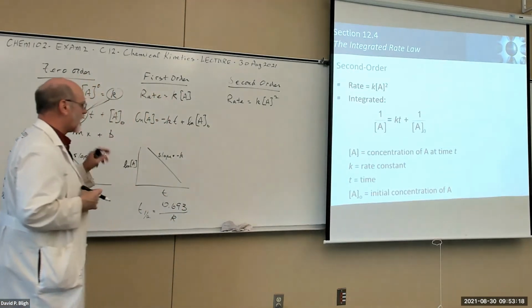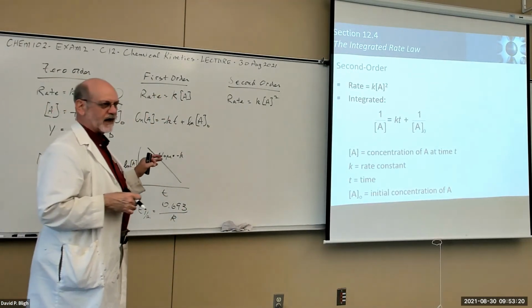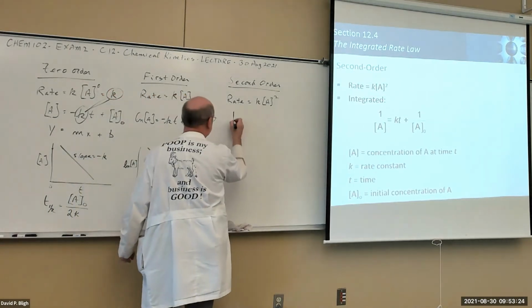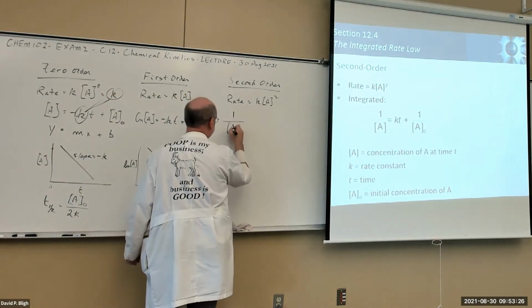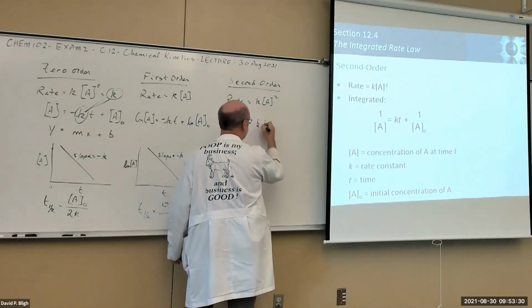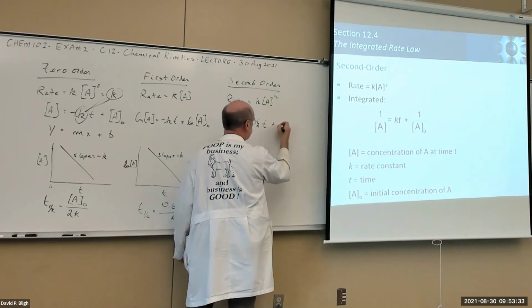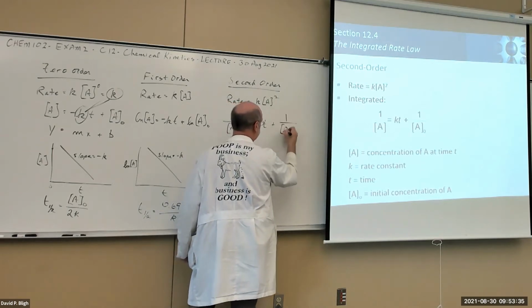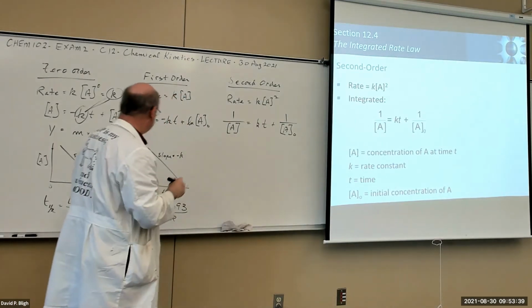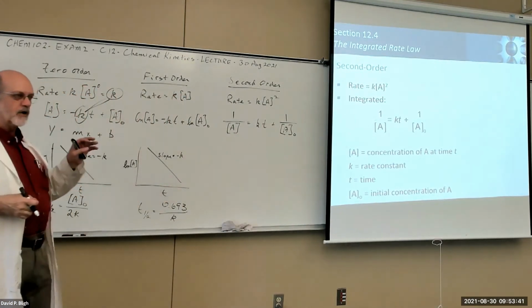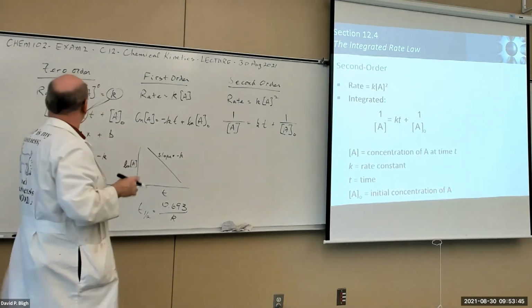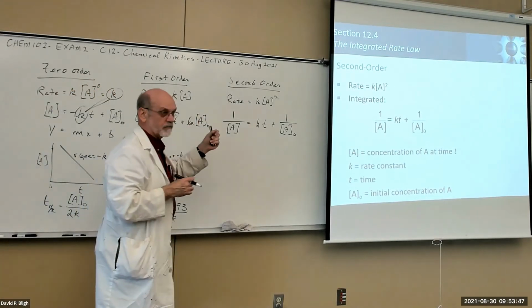Second order requires a different transformation to get a straight line. We use the reciprocal. So if you say the reciprocal of A and set that equal to, it's actually positive KT plus 1 over the reciprocal of A naught.